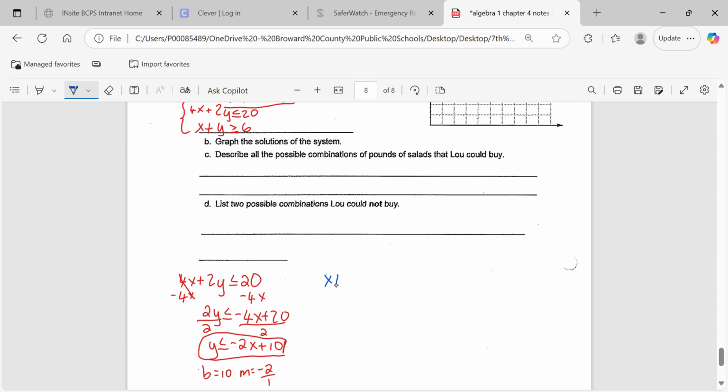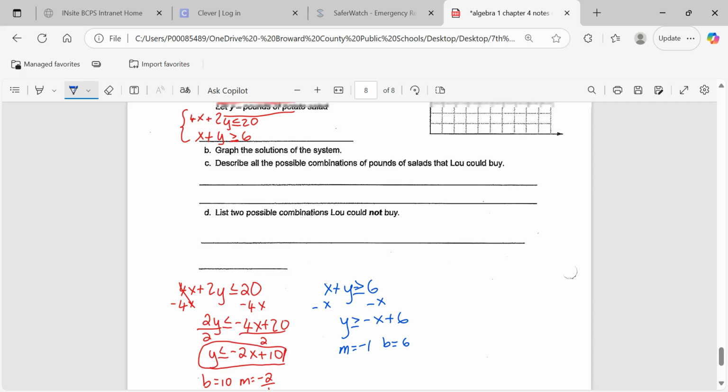So we know that x plus y is greater than or equal to 6. So if I minus x on both sides, then y is greater than or equal to negative x plus 6. So my slope is negative 1, and my y-intercept is 6. All right, let's go ahead and graph them.